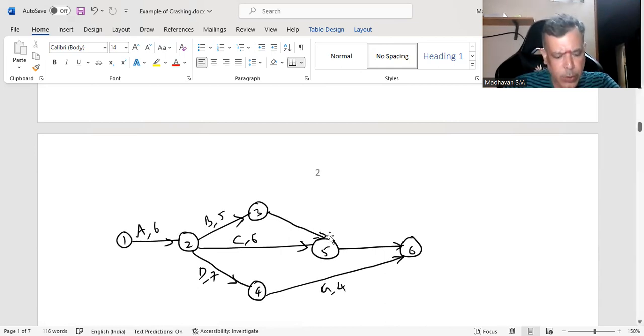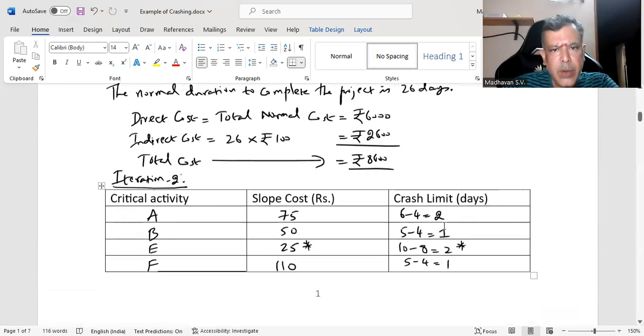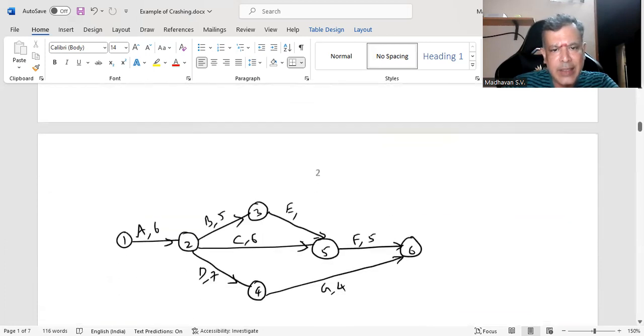Only we are planning to do reduction in, sorry, activity F also will be the same. That is 5 days. We are planning to reduce activity E by 2 days. So let me reduce that. Earlier it was 10 days. Now let me make it 8 days.